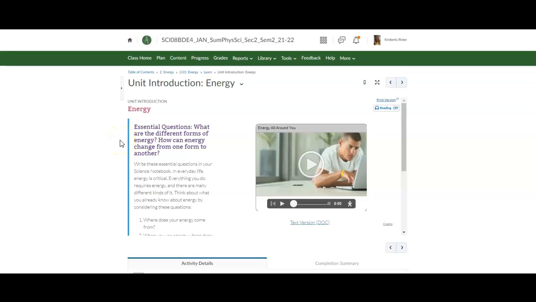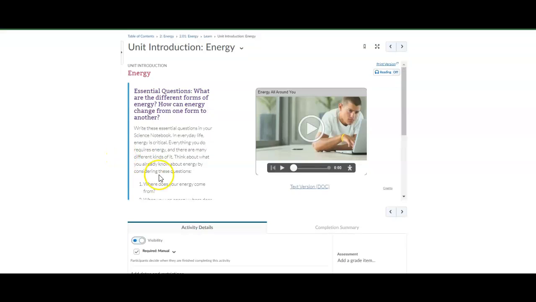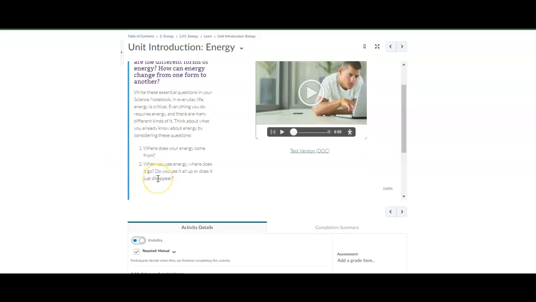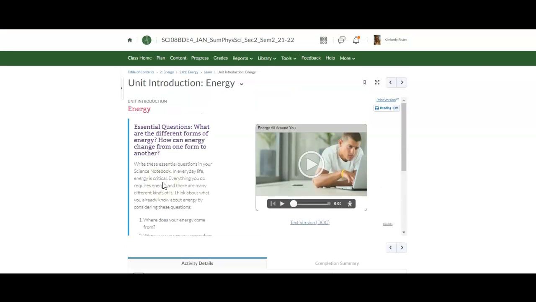So first, what are the different forms of energy and how can energy change from one form to another? You can write these on a separate slide if you want, just make them your first slide. If you use the templates that I've already created for you under content, you'll see them there already. And then question 1, where does your energy come from? And 2, when you use energy, where does it go? Do you use it all up or does it just disappear?